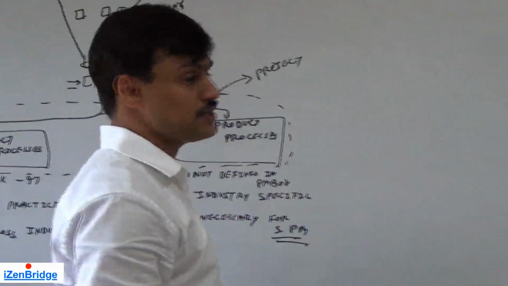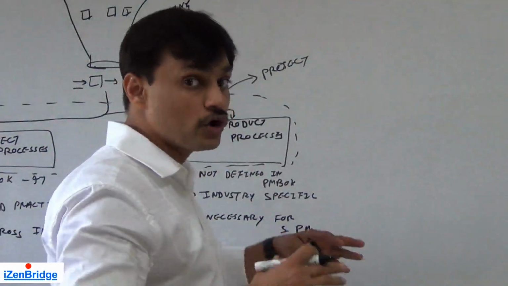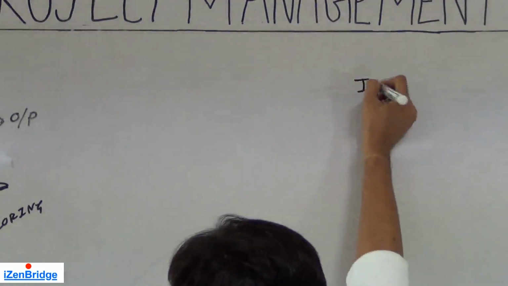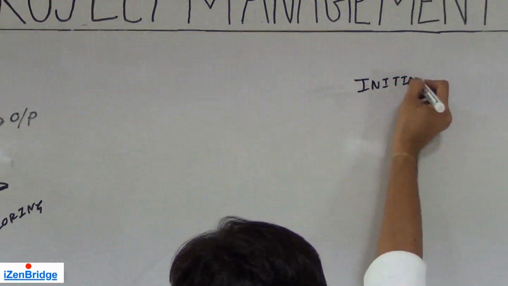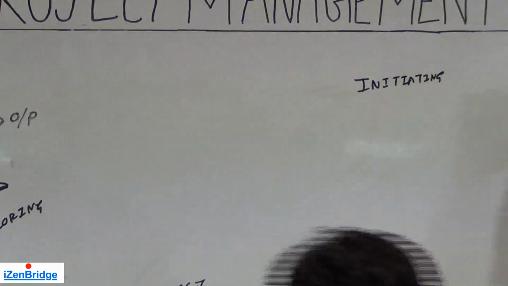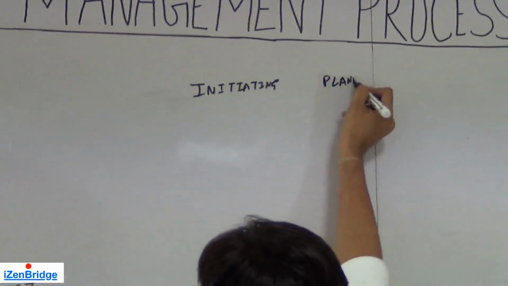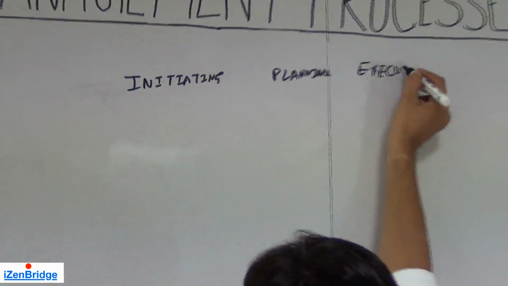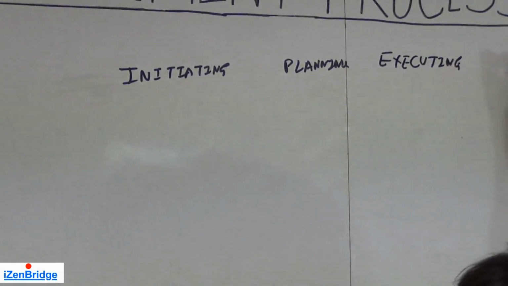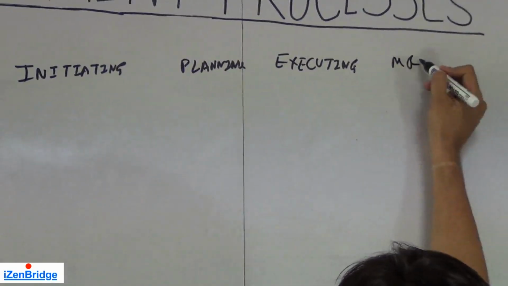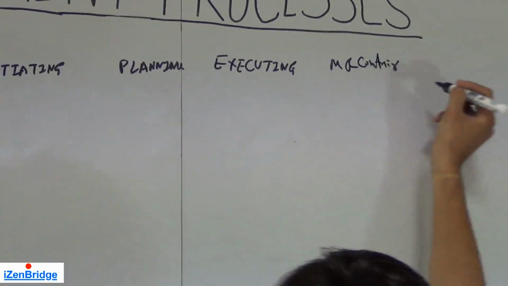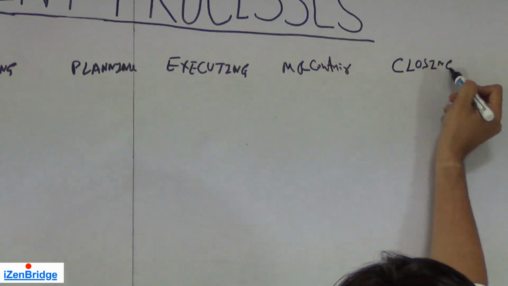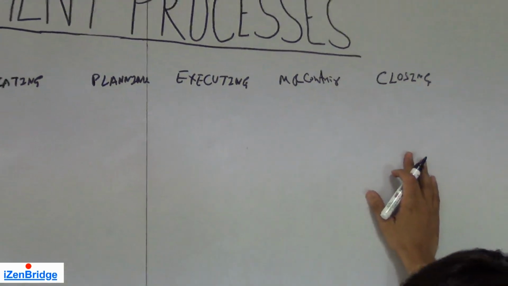Now these project processes can be categorized further into 5 groups. They are initiating, planning, executing, monitoring and controlling, and closing. These are the 5 categories of processes.